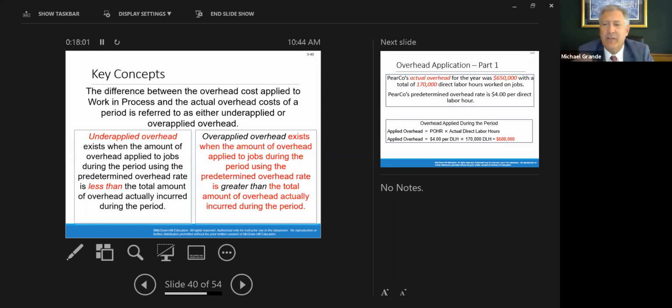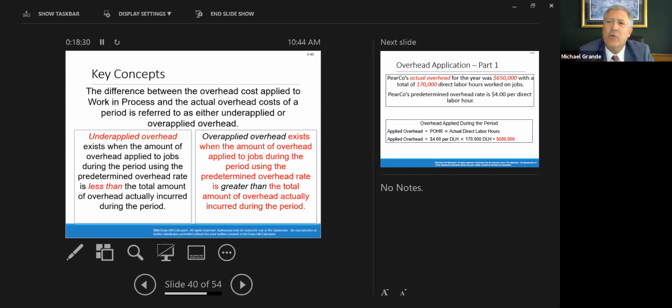Why are they an estimate? They're an estimate because the predetermined overhead rate is an estimate. Remember what the predetermined overhead rate is: total estimated manufacturing overhead divided by total estimated activity base. Hence, the predetermined overhead rate is an estimate. Therefore, the amount that's applied to work in process is also an estimate. So there will always be a difference.